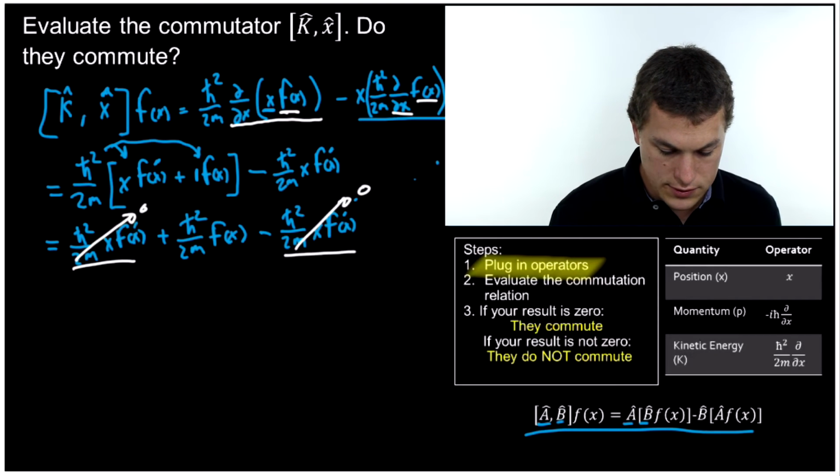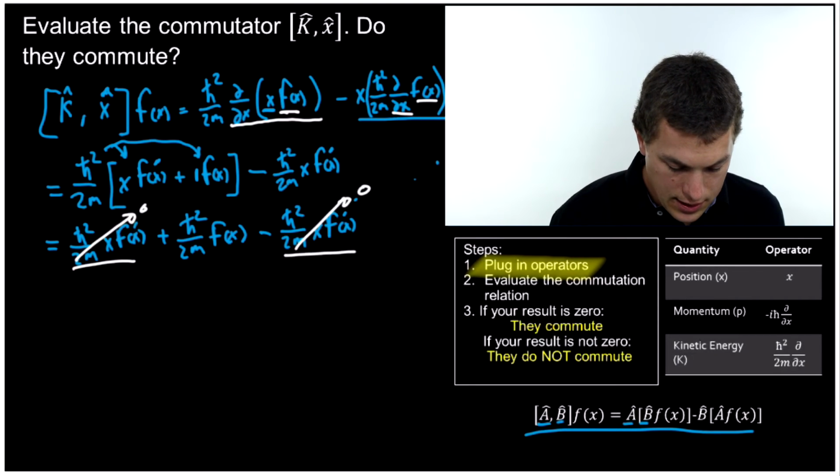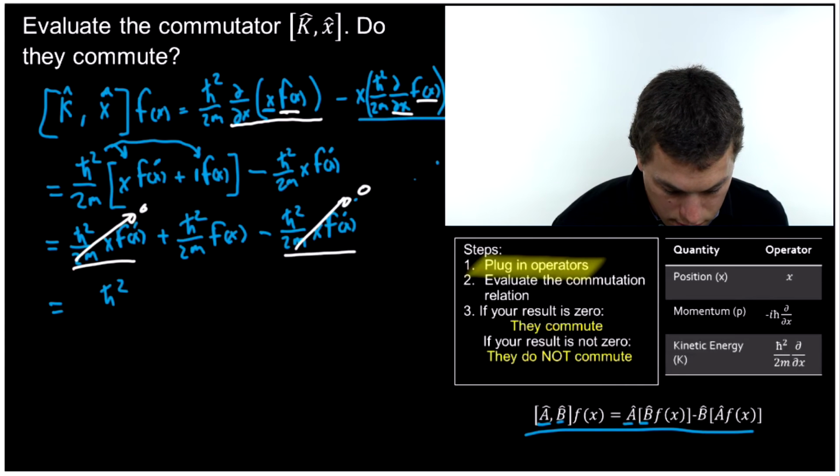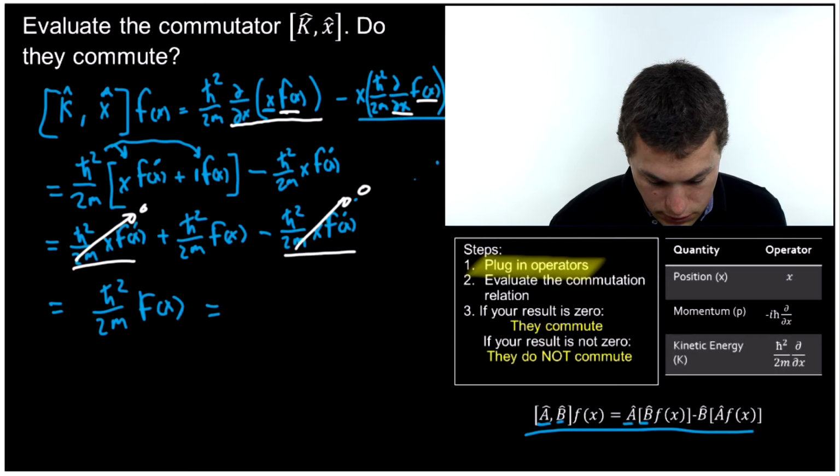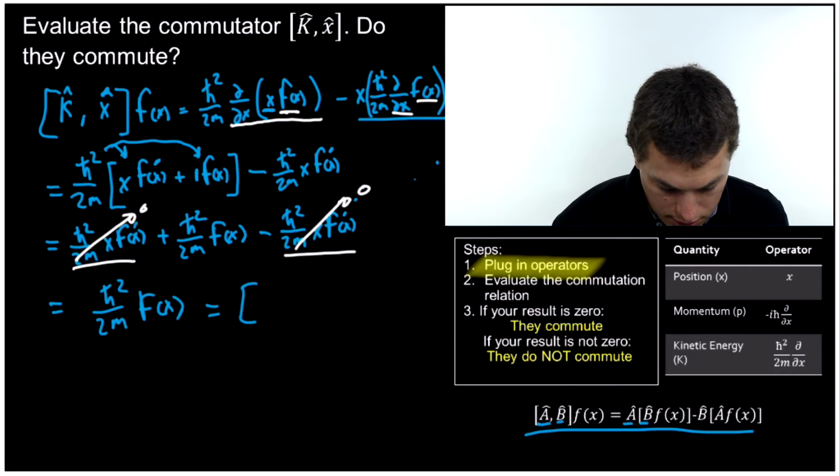They add together to give us 0. And then what we get is h bar squared over 2m f of x. And remember, that's all equal to our commutator, the thing we started out with, which was k hat x hat times our test function f of x.